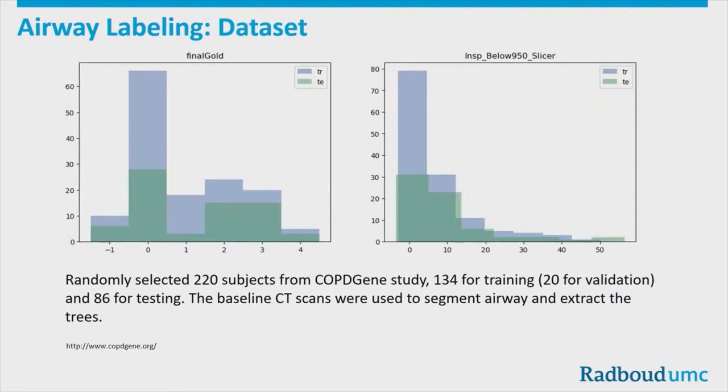For our dataset, we use the COPDGene study, 220 subjects, and we use the inspiration scan acquired during the first patient visit. It's called the baseline CT scan. The inspiration scan is basically when you breathe in, hold your breath, and take a scan. And the airway tree is extracted and segmented, and the anatomical labels are assigned manually by Sirona analysts.